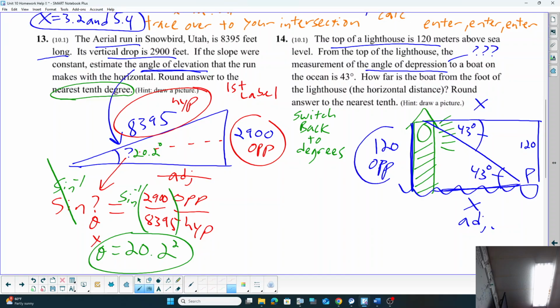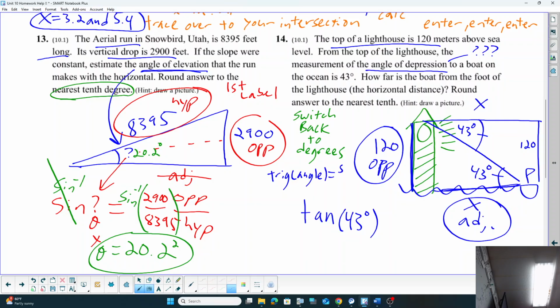So which one uses opposite and adjacent? That's going to be tangent. Opposite, adjacent, tangent. So remember that it goes trig function of the angle, either sine, cosine, or tangent, equals side over side. Put it on your note card. So our side is opposite, 120, over our adjacent x.